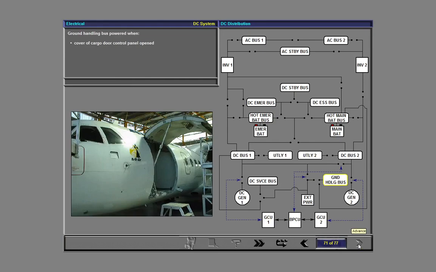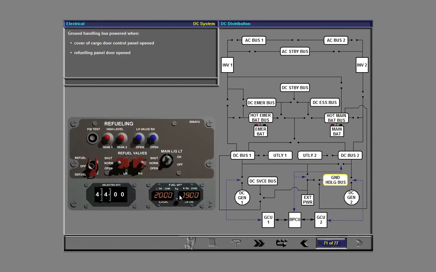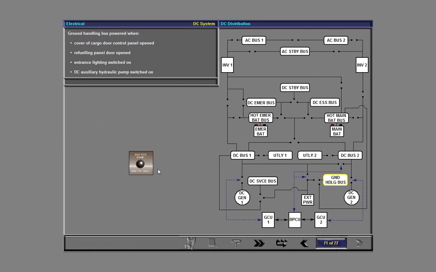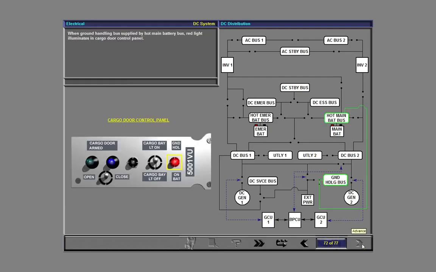The ground handling bus is powered in the following circumstances: when the cover of the cargo door control panel is opened, when the refueling panel door is opened, when entrance lighting is switched on, and finally, when the DC auxiliary hydraulic pump at the pedestal is switched on manually. When the ground handling bus is supplied by the hot main battery bus, a red light illuminates in the cargo door control panel.